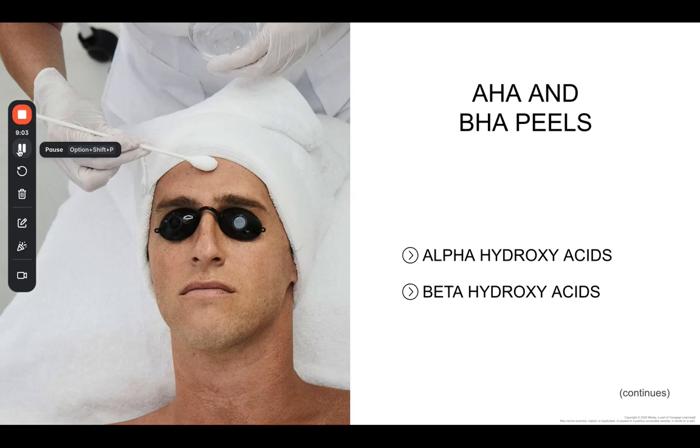All right, so then we have lactic acid. Lactic acid is derived from milk. Tartaric acid is derived from grapes. Malic acid is derived from apples. Citric acid is derived from citrus fruit. And then mandelic acid. Mandelic acid is derived from the bitter almond.